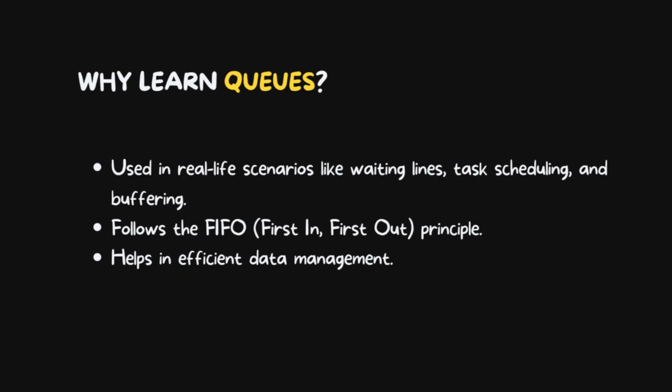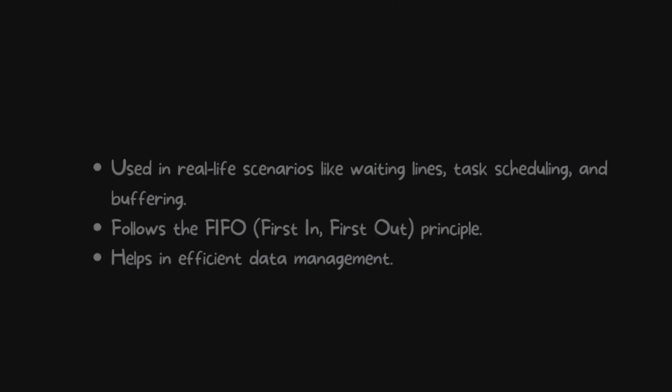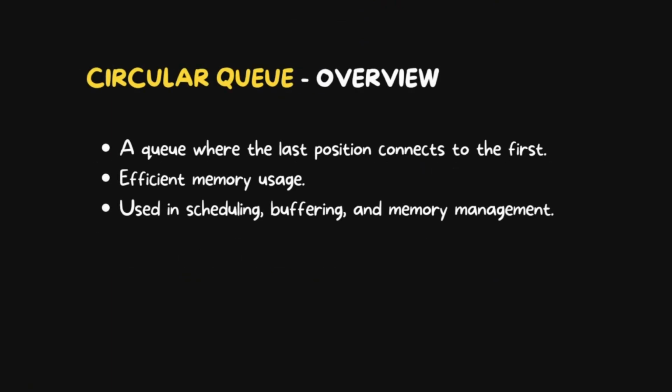Let's start with the first topic, circular queues. A circular queue is a special type of queue where the last position is connected to the first. Instead of leaving empty spaces when elements are removed, we reuse the space, making it much more efficient. Circular queues are widely used in CPU scheduling, memory management, and buffering systems like music players or printers. Let's look at how a circular queue works.